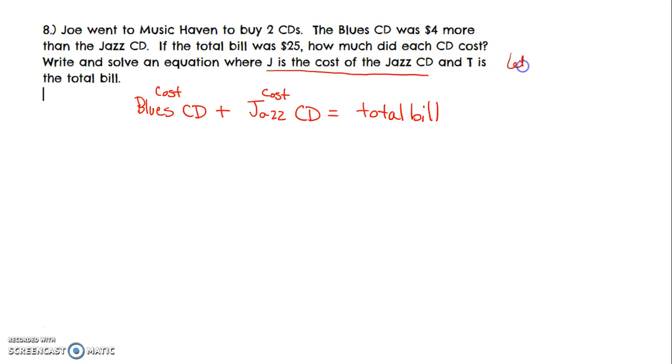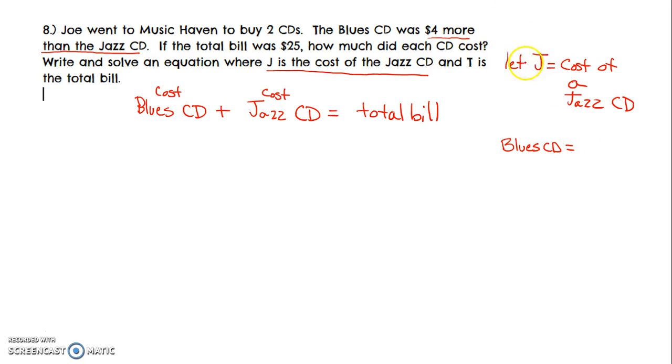So in 7th grade and in 8th grade, we always use let statements. So we're going to let, oops, not X. Sorry about that. We're going to let J, that's what your teacher wants you to use, let J equal the cost of a jazz CD. Okay, now you know the blues CD was $4 more than the jazz CD. So your blues CD is $4 more than your jazz CD.